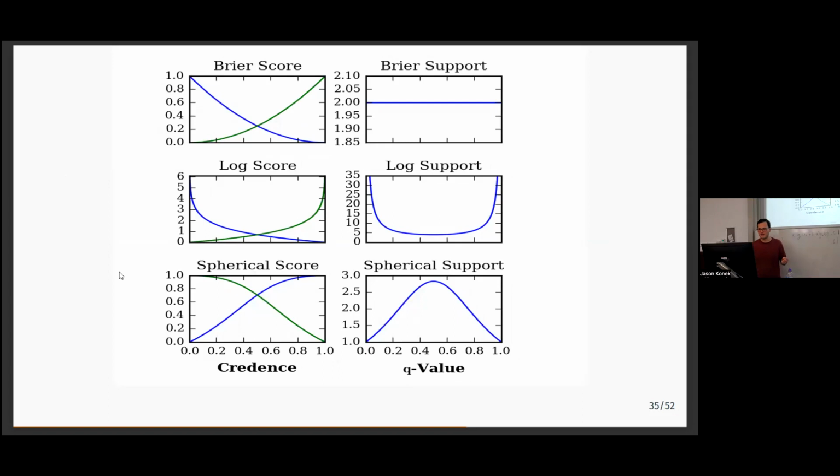Maybe just to get a little more intuition here. This is an old graph. I was supposed to make a nicer version. But you can see here's the Brier score for 1 and 0, and the log scores. Here would be the M of Q. So for Brier, it's just 2, right? It's just constant. We can make any constant if you want to scale.